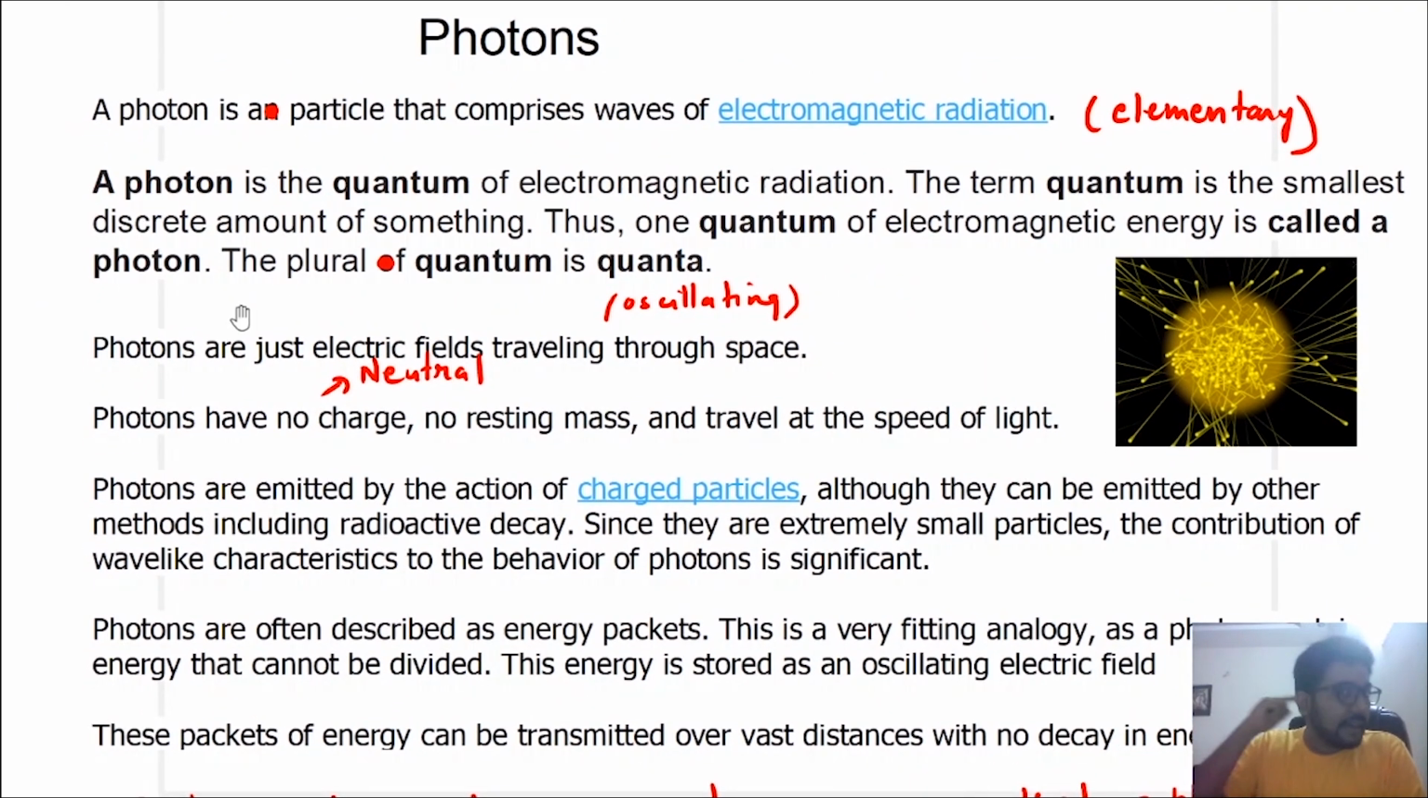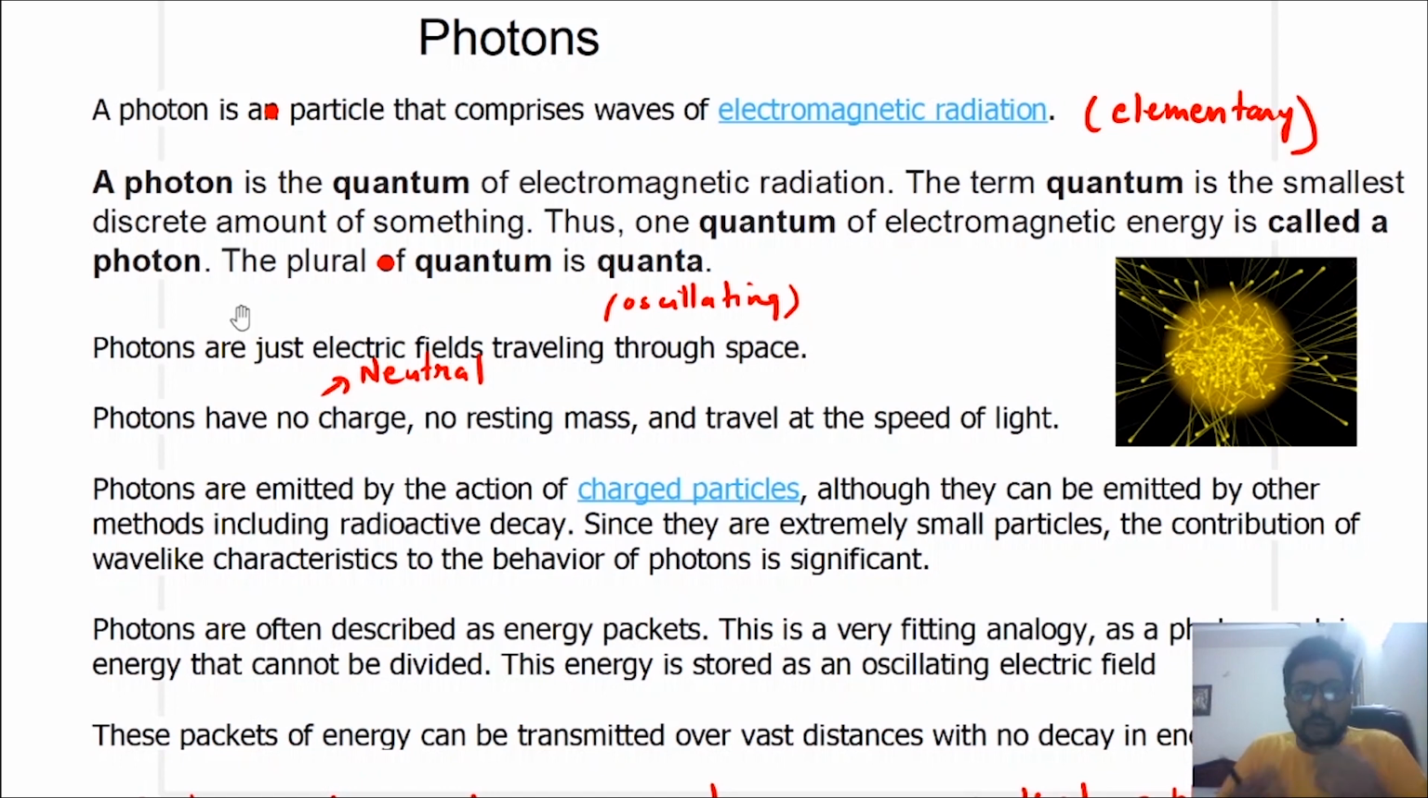Now let us discuss some properties of photons. Now a photon is an elementary particle which comprises the electromagnetic radiation. So basically electromagnetic radiation is nothing but a collection of elementary particles called photons. Photon is the quantum of electromagnetic radiation. So we have already discussed what is one quantum. The word quanta means the smallest discrete amount of anything. So one quantum of electromagnetic energy is called a photon. The plural of quantum is quanta.